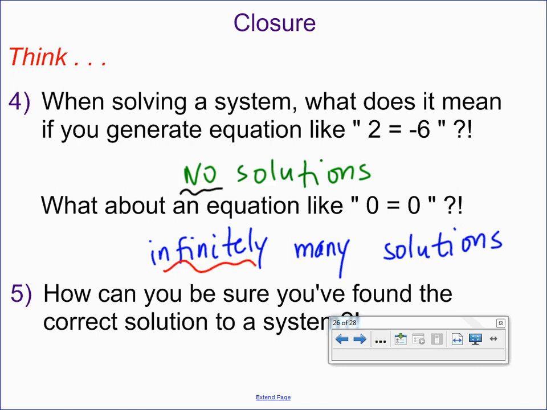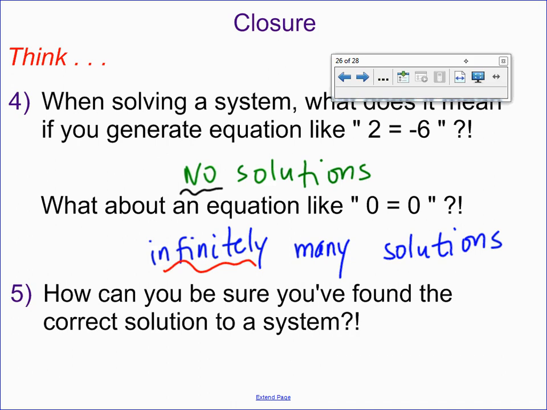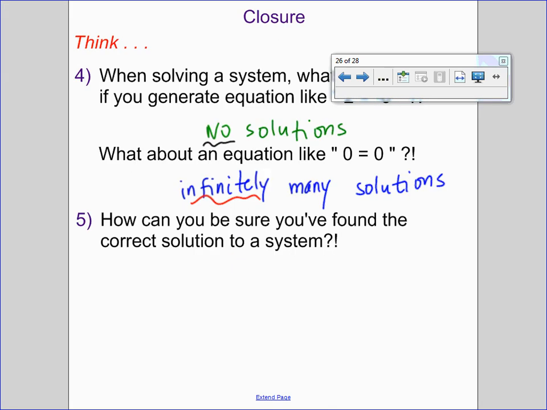And lastly, how can you be sure you found the correct solution to a system? So how can you be sure that you found the solution to a system, right? Casey? By checking, by putting x and y into the equation. Absolutely. So we can plug into the original equations and see if it makes true statements. So I'm going to say plug into originals to check.